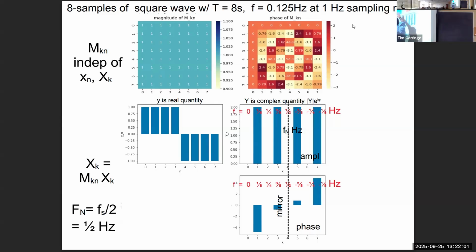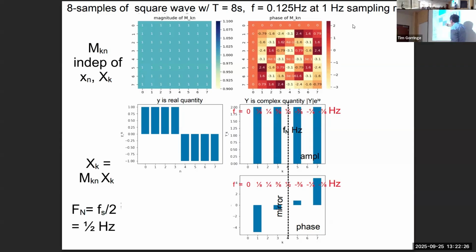This is the same matrix. And I've collected 8 samples, but now the signal that I've sampled has a lower frequency, a longer period. The period now is not 4 samples, but the period here is 8 samples. So it's like a square wave, but I'm just seeing this one period of the square wave.